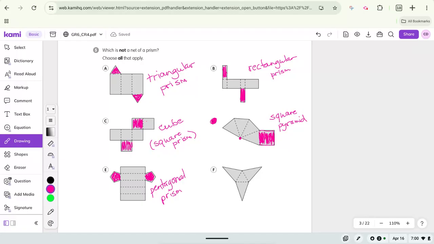And the last one, we have one base that is this triangle, and then all of these other triangles fold up and come to a point. So this will end up being a triangular pyramid. Only one base. And this one is not a prism, so I'm going to select this. So for number 5, you should have selected D and F.